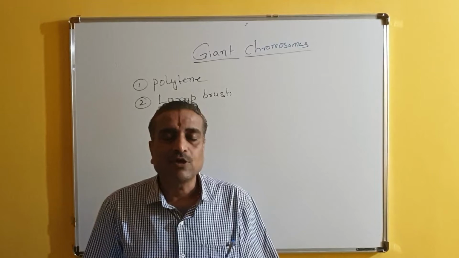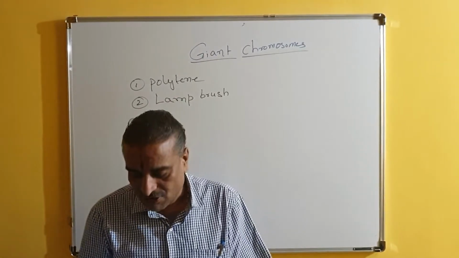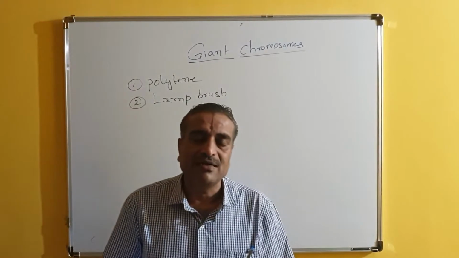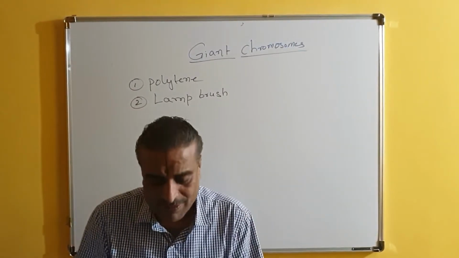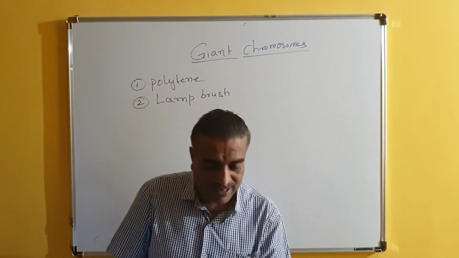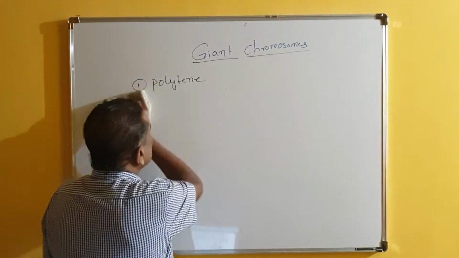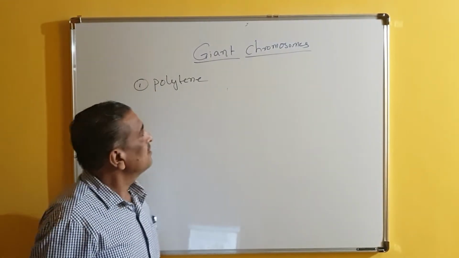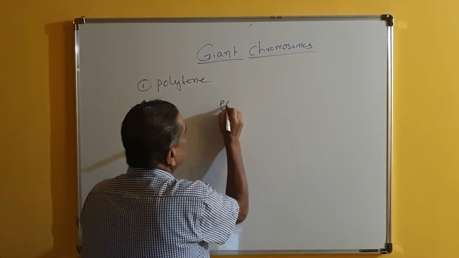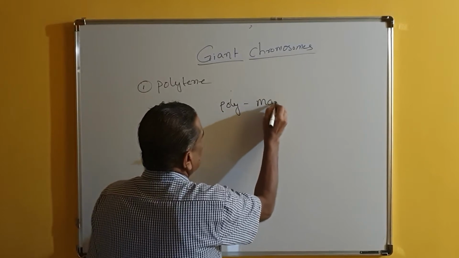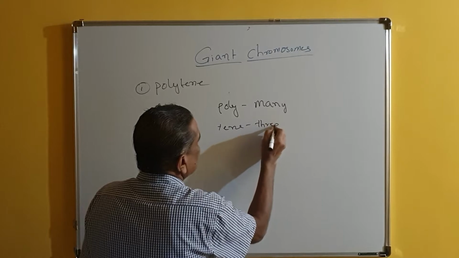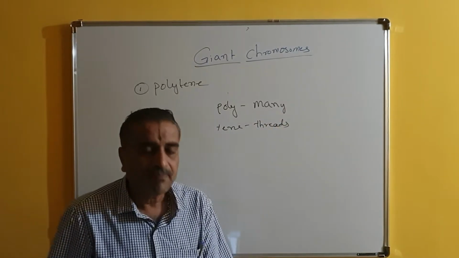And these giant chromosomes are of two types. One is called polytene chromosomes, and the second one is called lampbrush chromosome. Let us see one by one. What do you mean by polytene chromosome? First we shall study polytene chromosomes. The name itself indicates the meaning. Poly stands for many. Tene stands for threads or DNA fibers.